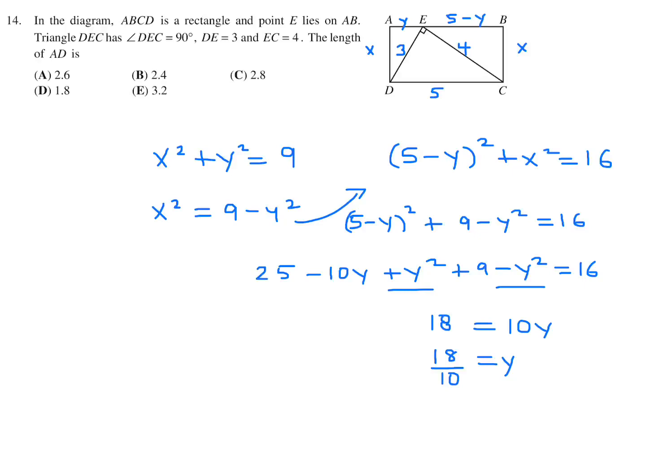And then now the length of AD is what they want, and I've called it x. No problem, I can just substitute that into there. X squared is 9 minus y squared. So that's 18 over 10 all squared, like that. And therefore, if you get out your calculator and solve this, you'll get x is equal to 2.4. And therefore, number 14, the answer is B.